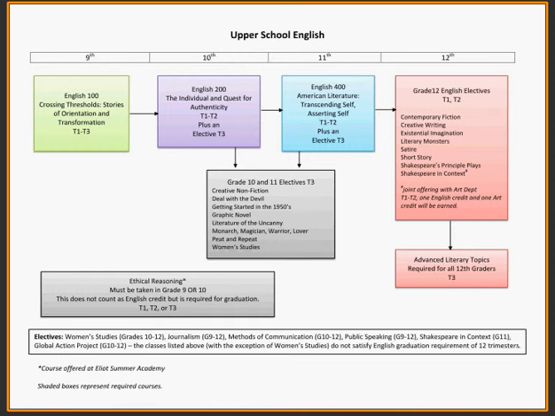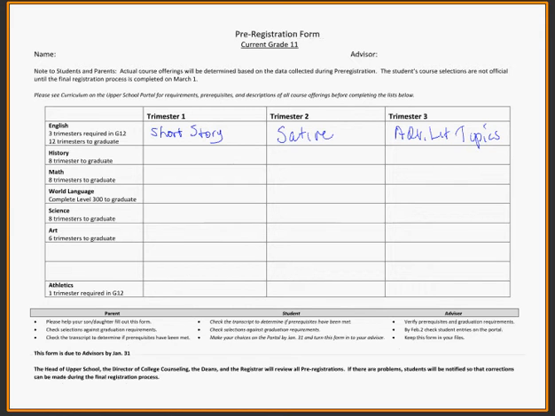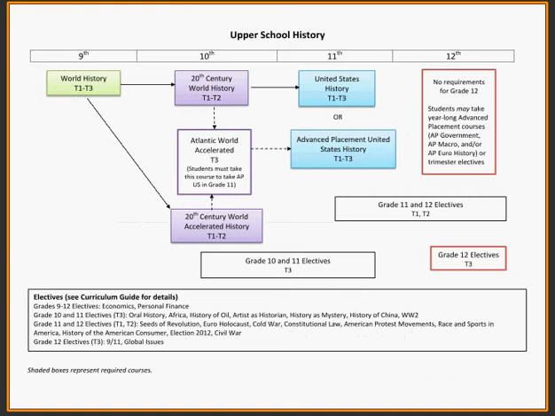There are no specifically designated AP English courses. All seniors are invited to take this exam at the end of grade 12 after attending several review sessions. Now, once you have made your elective selections for English, you'll go back to your pre-registration form. Note here on our sample that this student has chosen short story, satire, and then the required advanced literary topics during trimester 3.